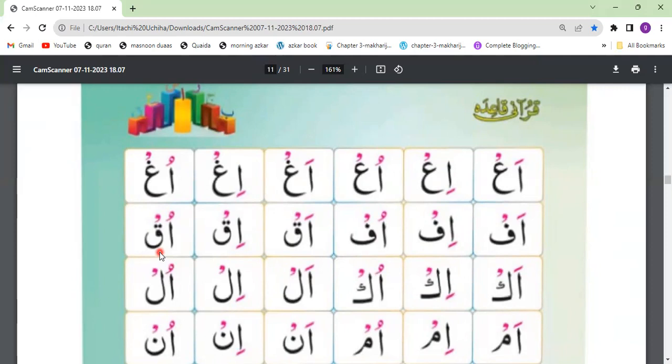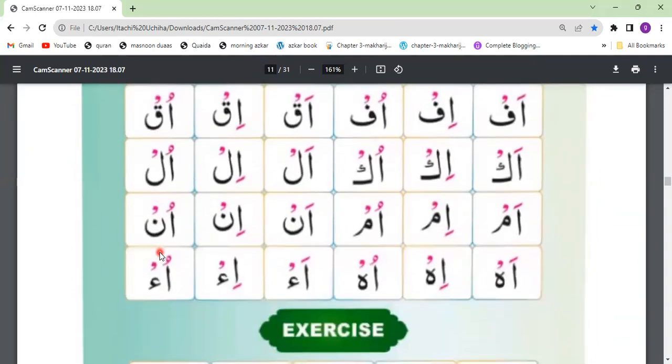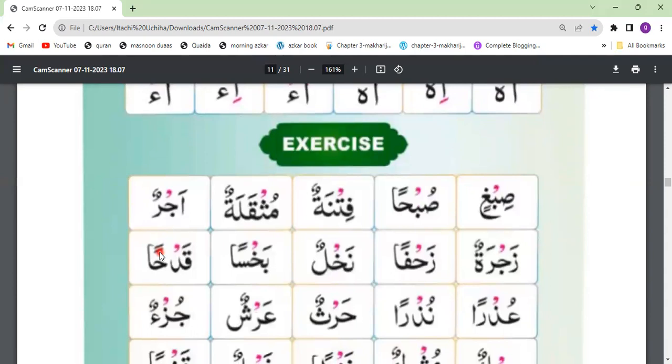But if the jim is with a sukoon and before it is a zabar, then we can join the jim with the bouncing sound, making an aj sound. I hope it's clear. Let's quickly do one line and then we will end the lesson.